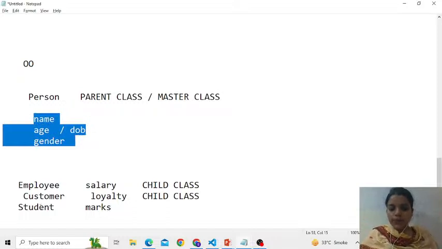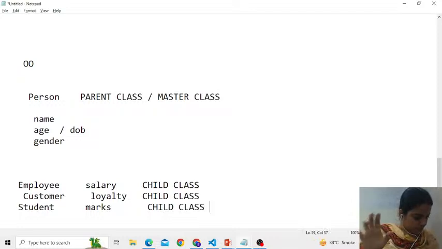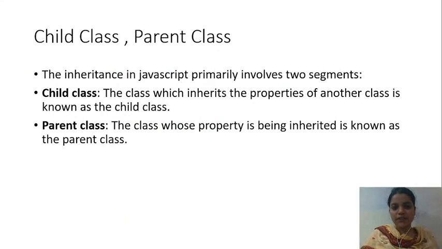So before creating student, first make student inherit person, and code only what is extra with student and not with person. Hence student also becomes a child class. Is that okay? Fine. So this is how inheritance defines the two classes. It primarily involves two classes: the child class, the one which inherits the property, and the parent class whose property is being inherited.